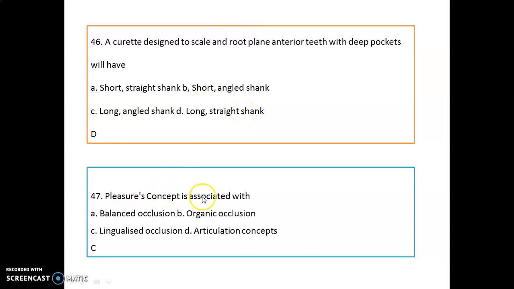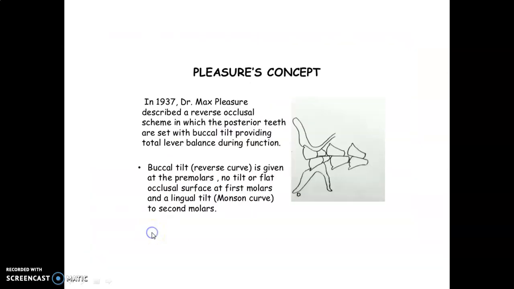Pleasure concept is associated with what? It is associated with lingualized occlusion. Let us understand the Pleasure concept in a simple manner.